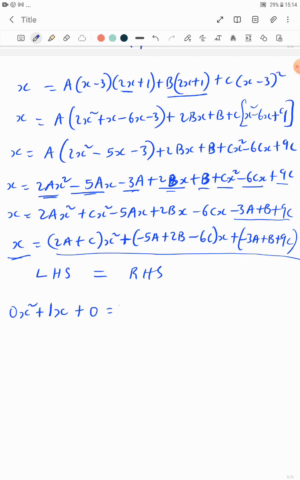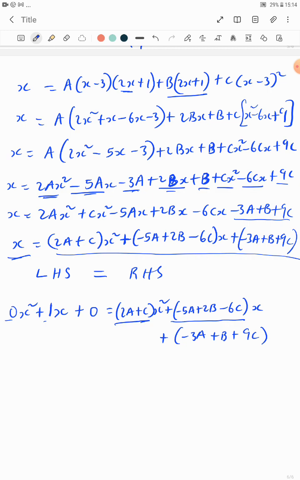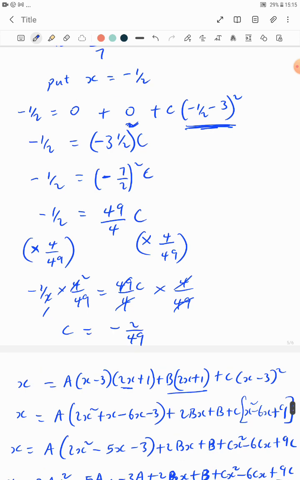So which means that if you look at it, where we have 2a plus c x squared, we have plus minus 5a plus 2b minus 6c x. Let me jot this one down. Plus minus 3a plus b plus 9c. So it means that all this is equal to 0. All this here, the coefficient of x, is equal to 1. And these constants are equal to 0. So you can choose any one you want to actually use.